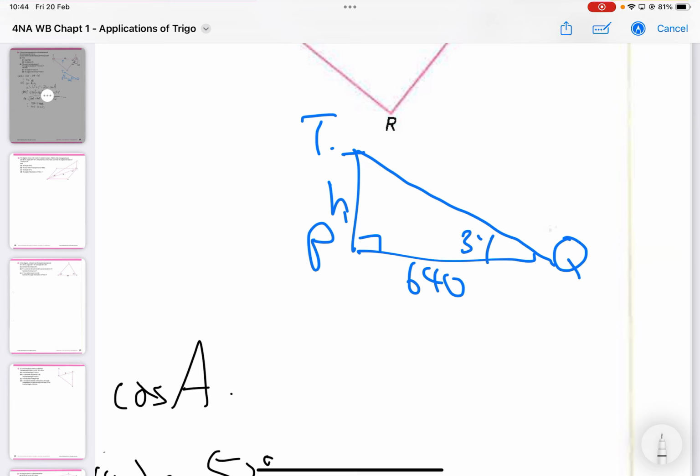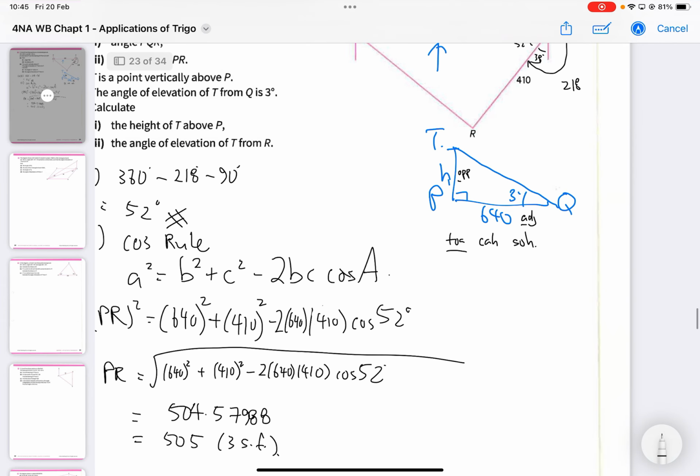Then the next thing I must be thinking will be SOH CAH TOA. Trigo ratio. Okay? Then with respect, I only know this angle. So with respect to this angle, my H is my opposite. My 640 is touching, so it's adjacent to the angle. So my 640 is adjacent. My H is my opposite. Then I want to link opposite and adjacent, I must use tangent.